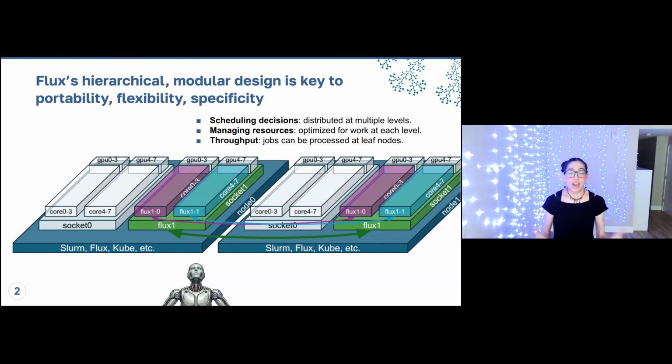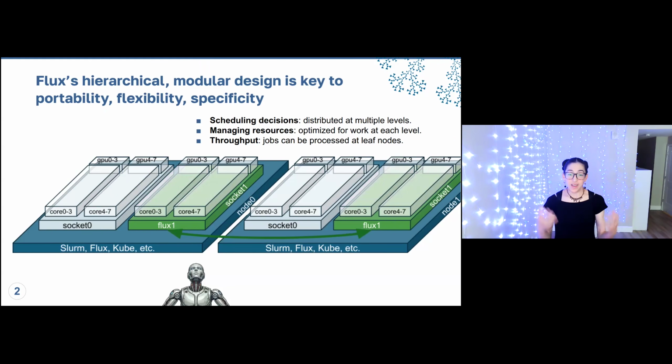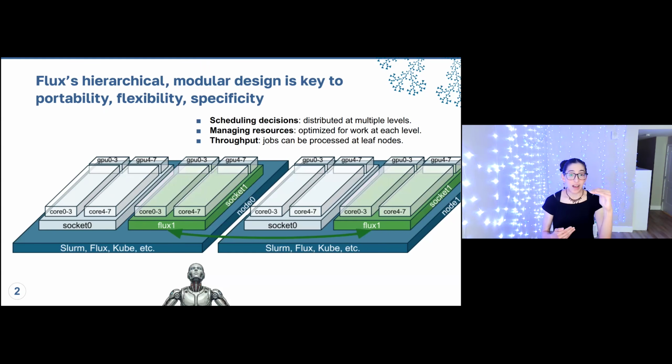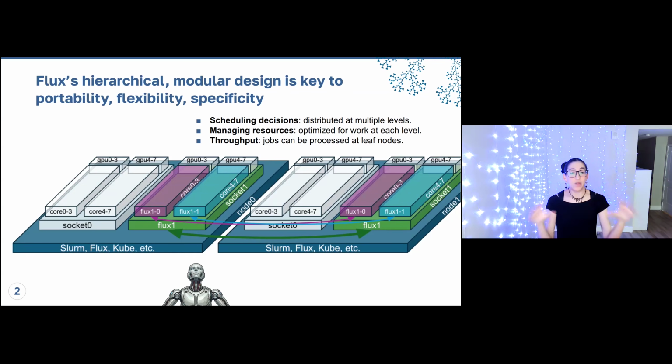So what you're looking at here is a visual representation of a tree graph, which is how the scheduler models our resources. So traditionally, you would see, for example, the cluster. The cluster has racks. The racks have nodes. The nodes have sockets and cores. And Flux is able to traverse that graph and schedule to any resource in the graph.